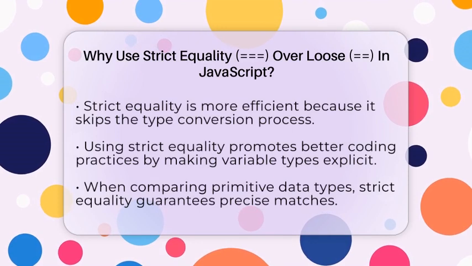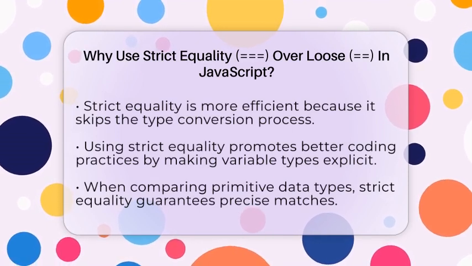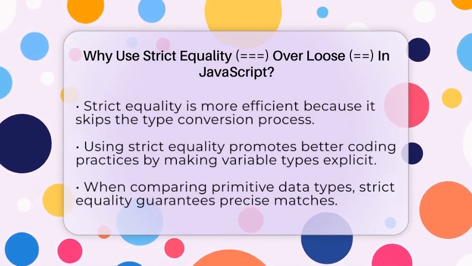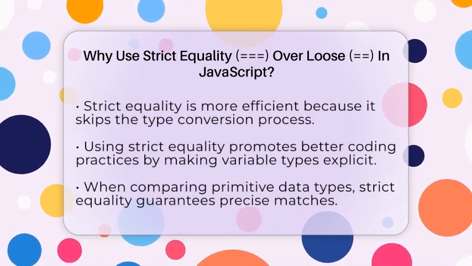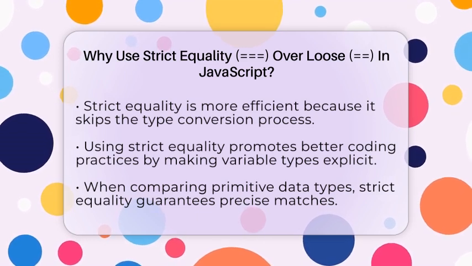Another reason to choose strict equality is performance. Since it does not need to convert types, it runs faster. This might not matter much in small scripts, but in larger applications, every little bit of speed helps.